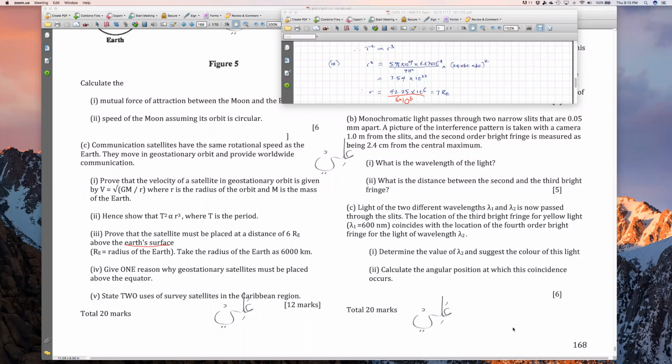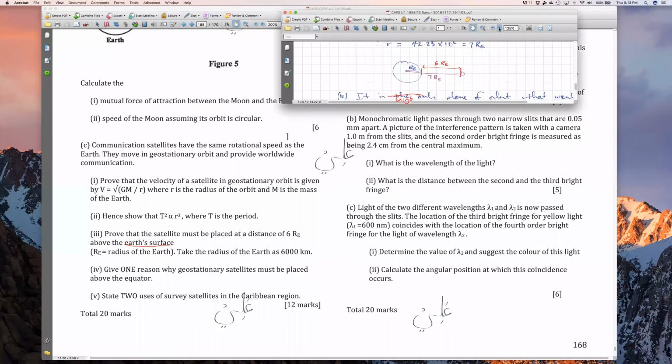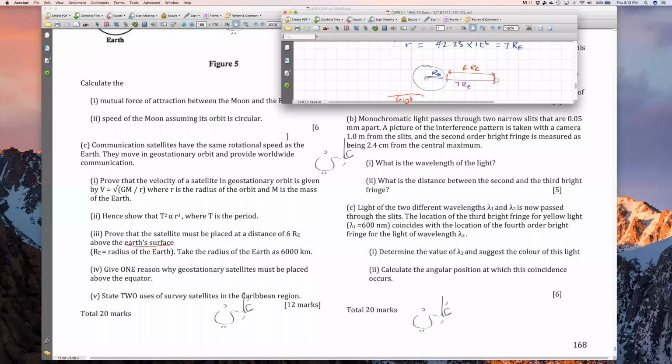So if you were to show an image of what you just described, we will see that the radius of the orbit is from here to here, that's 7 RE. But from the surface of the Earth, the radius of the Earth is RE. From the surface of the Earth, the height will be 6 RE, which is what they want us to show.